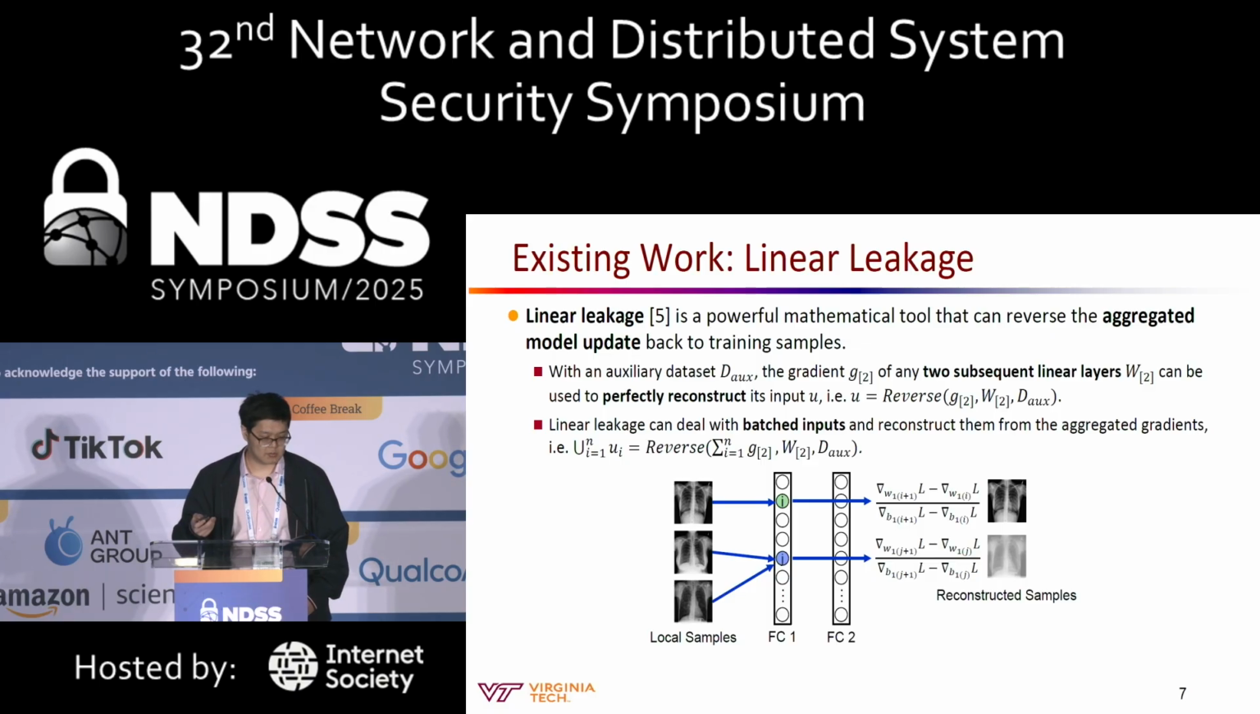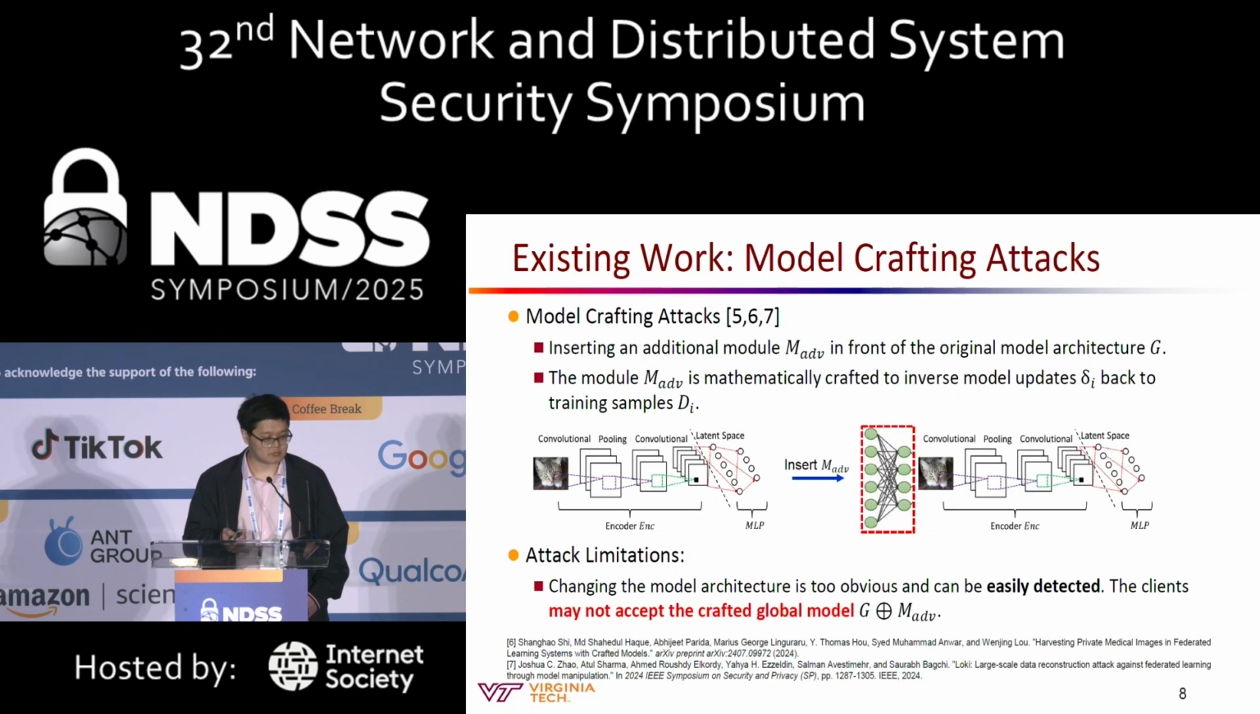The first key concept is two subsequent linear layers. In order to launch this attack, you must have two linear layers. This is why it's called linear leakage. The second important thing is that they can deal with batch inputs. That means even if your results are aggregated, it's not secure anymore. Here is a figure showing the fundamental idea for this attack. Basically, each sample is reconstructed by one neuron in this architecture.